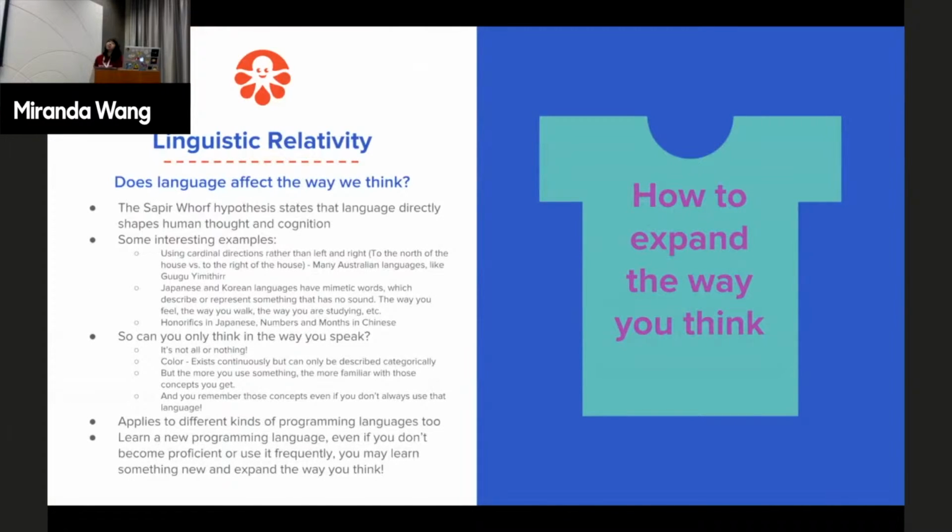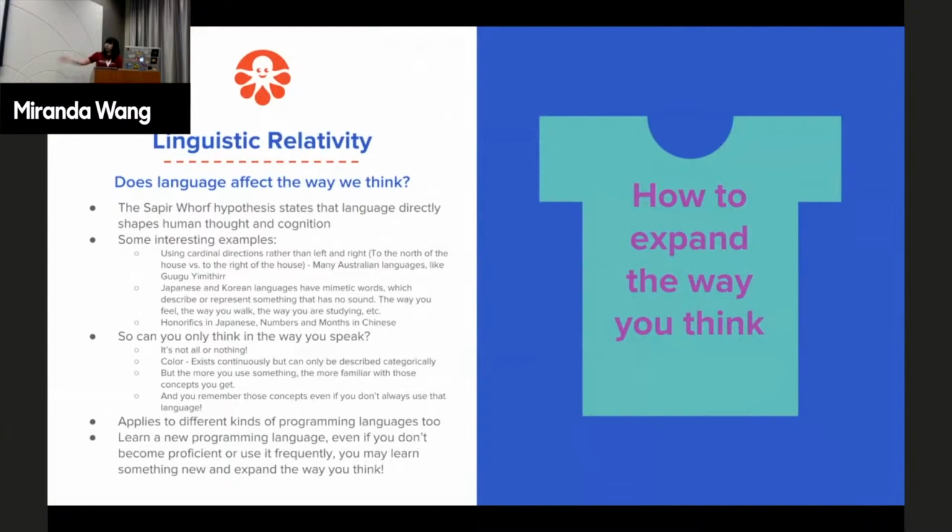So let's get right into it. How to expand the way you think and grow your mind. Well, in linguistics, there's an interesting concept called linguistic relativity, and there's a theory called the Sapir-Whorf hypothesis, which states that language shapes human thought and cognition.